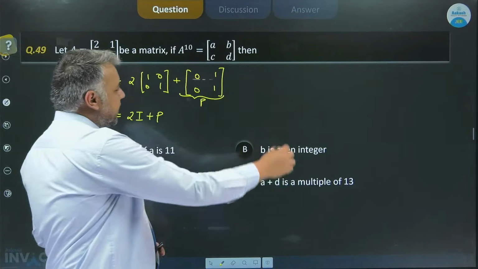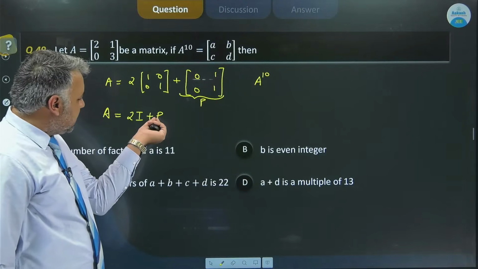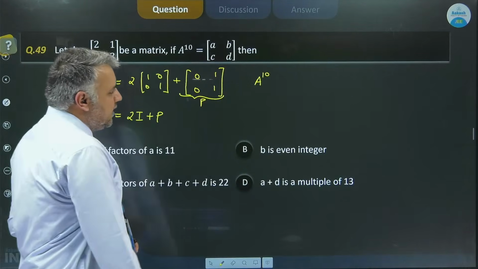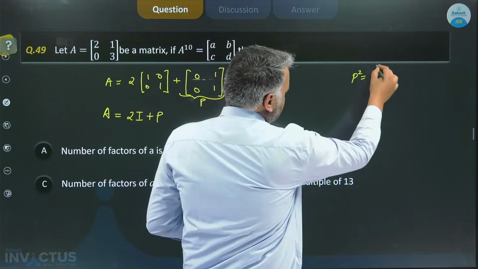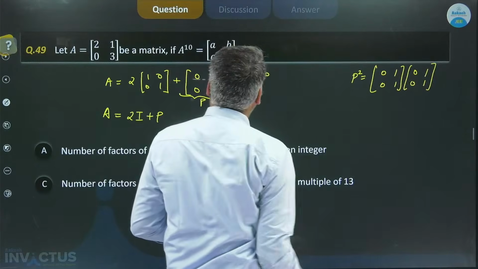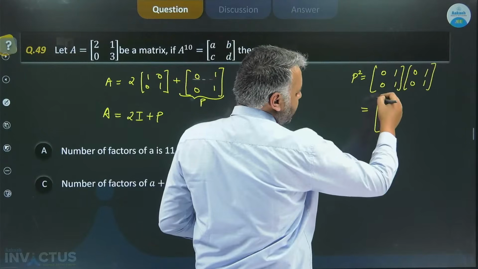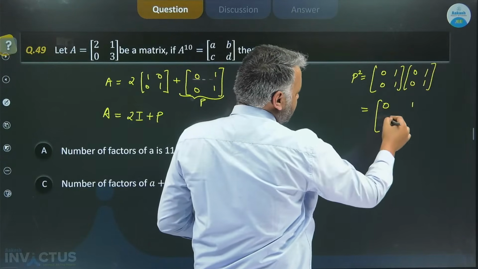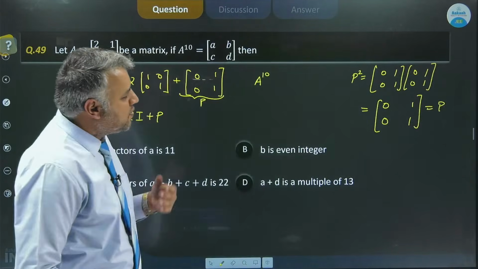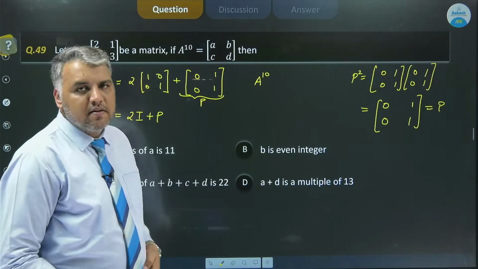Now if I calculate A power 10, we have to check the value of P square, P cube, P power 4. P square is [0 1; 0 1] multiplied by [0 1; 0 1]. If I calculate, this will be 0, this will be 1, this will be 0, this will be 1. So that is P only. So we can say that P cube is also P, that will be P square, again that will be P. In fact, P power n is P only.